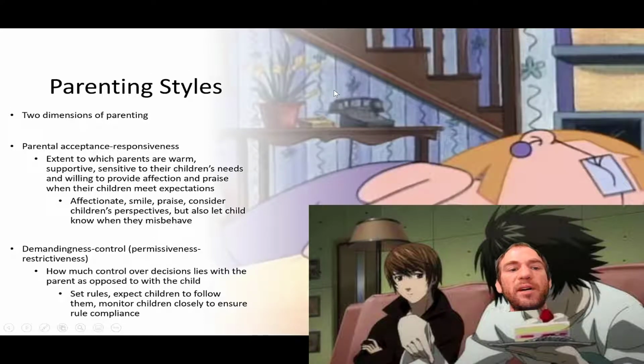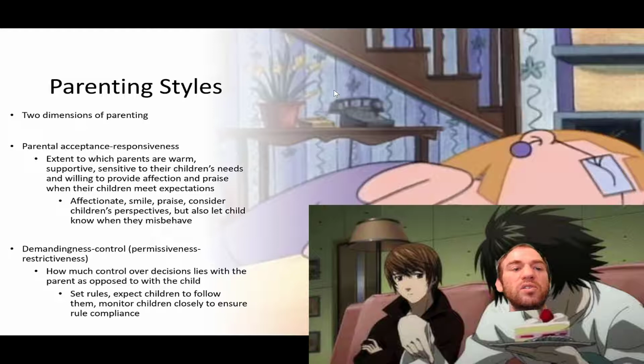There are two dimensions of parenting. Parental acceptance, responsiveness: the extent to which parents are warm, supportive, sensitive to their children's needs, and willing to provide affection and praise when their children meet expectations. Affectionate, smile, praise, consider a child's perspectives, but also let the child know when they misbehave. Demandingness, control, permissiveness, restrictiveness is another name for that: how much control over decisions lies with the parent as opposed to with the child. Set rules, expect children to follow them, monitor children closely to ensure rule compliance.